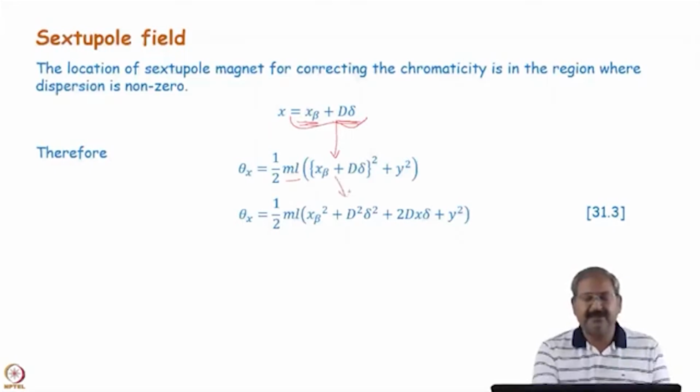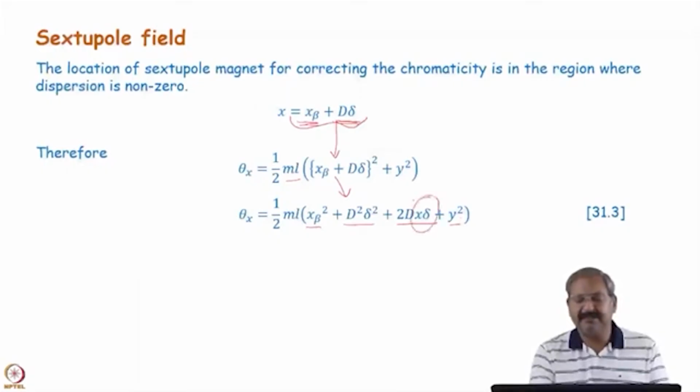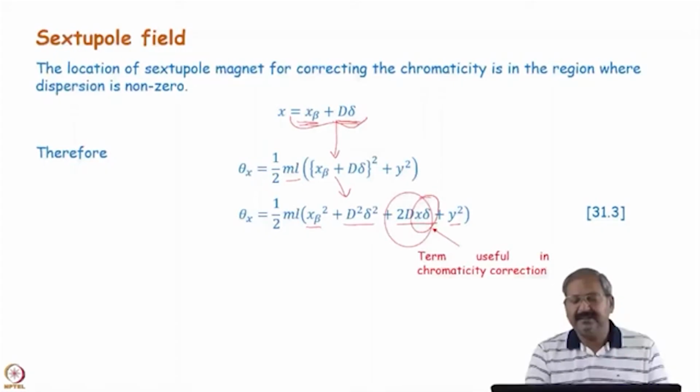So when we open this bracket, we will have x betatron square, d square delta square, 2dx delta and y square. Now you can see that this term depends on x into delta. This is the similar term which we have seen in the case of a quadrupole. Means this term can be used to cancel the term generated by the quadrupole. And if we can cancel that term in the quadrupole kick, then chromaticity can be corrected.